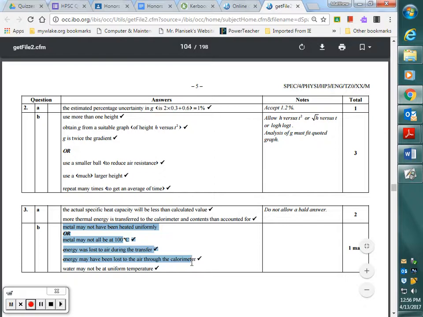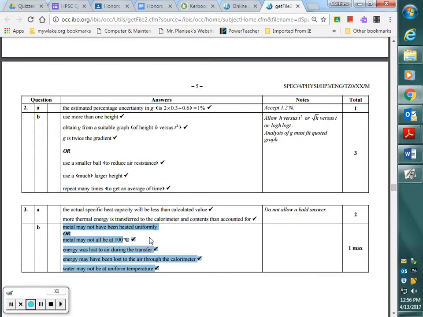So they have here, metal may not have been heated uniformly. Metal may not all be at 100 degrees Celsius. We took care of that by putting your substances in the refrigerator overnight to try and make sure that all of that was the same temperature. Energy lost to air during the transfer. Energy may be lost through air through the calorimeter. Water may not be at uniform temperature. So these are all things that aren't reading the thermometer wrong, but they're things wrong with the procedure that may lead to some uncertainty in our answer.